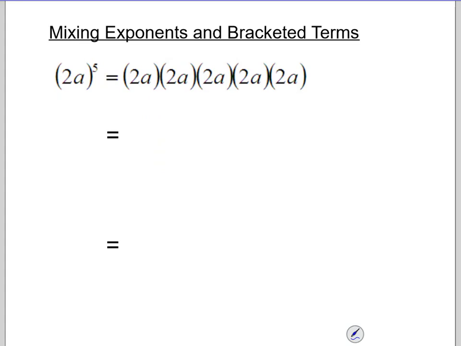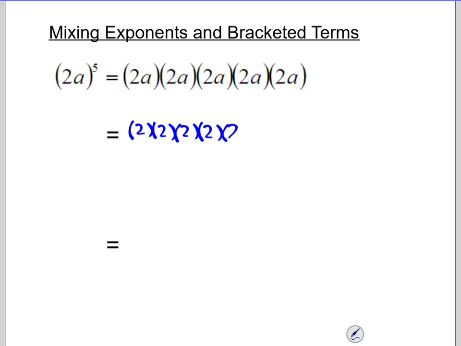Okay, so (2a) all to the 5th. So that's 5 of the bracket 2a. Now if you look at this, the order of multiplication doesn't matter. So could we rearrange this and write all of our 2's first? And the answer is yes.